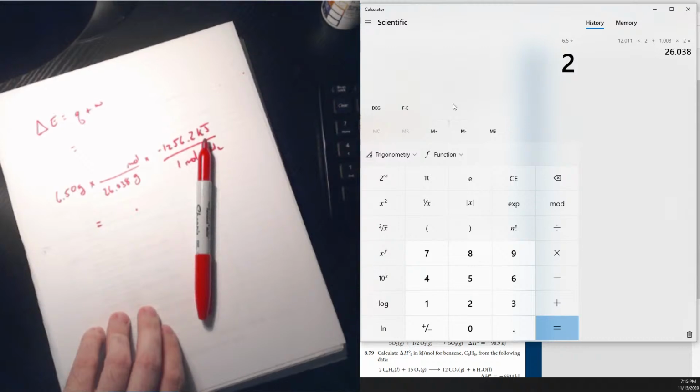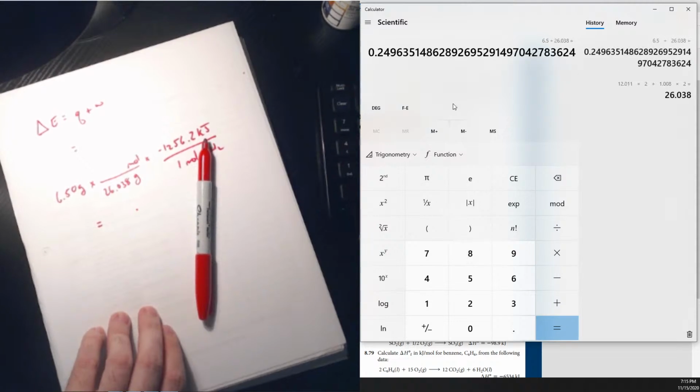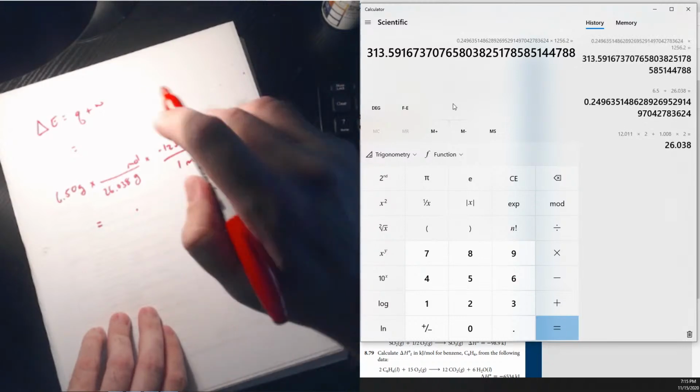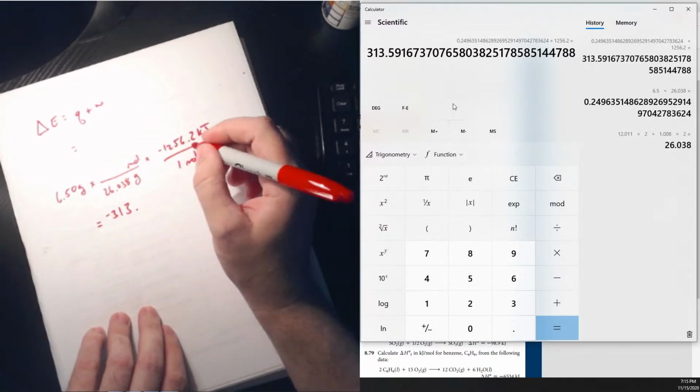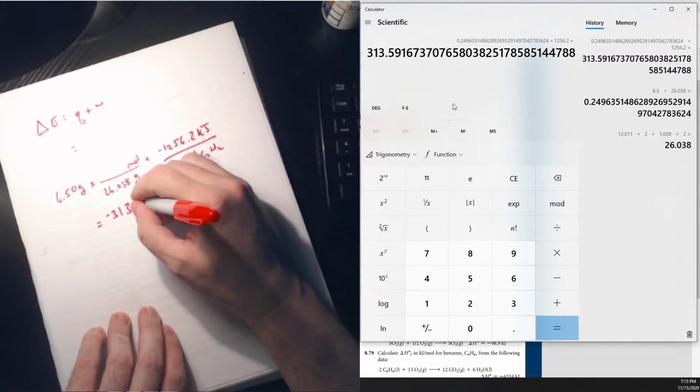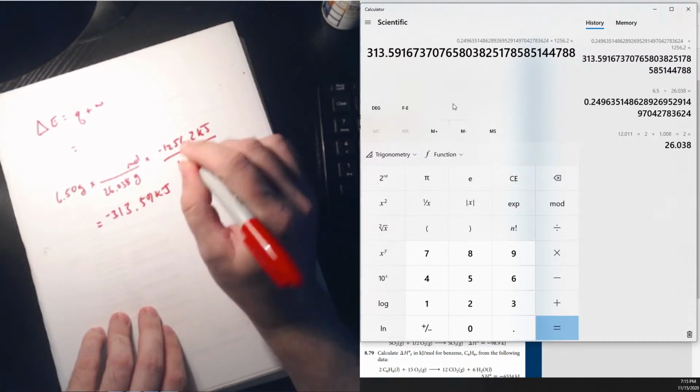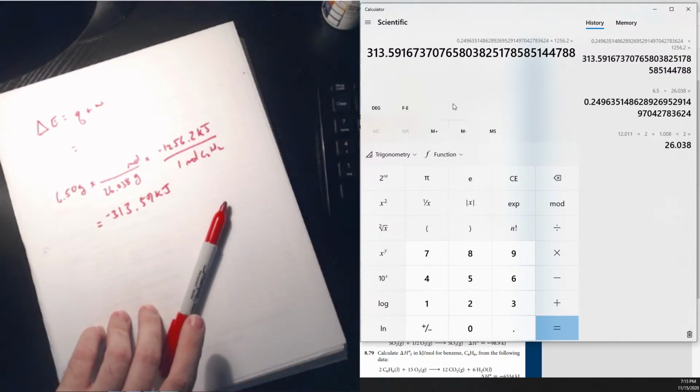6.5 divided by 26.038 times 1256.2 is negative 313.59 kilojoules. Okay, so that gives us our Q.